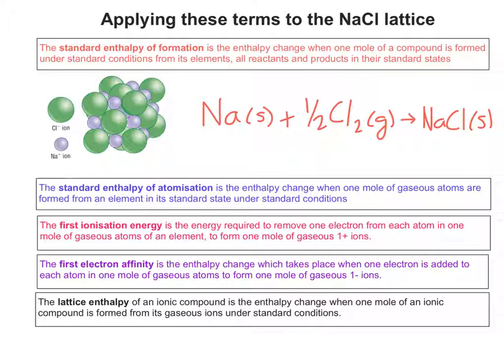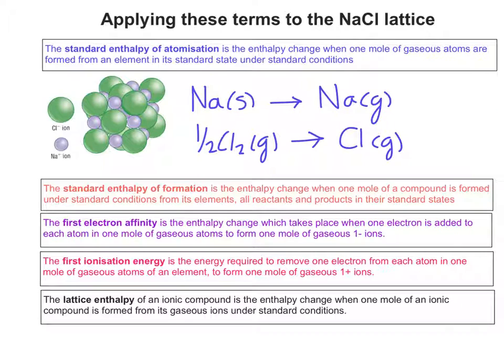So as I do these, you might want to jot down the equation next to the definition, applying it to NaCl, a common lattice that everyone's heard of. So it'll make it make sense for you. So in each of these cases, the element is in its standard state to start with, and it's turned into 1 mole of gaseous atoms.